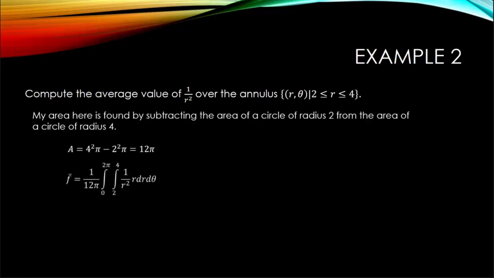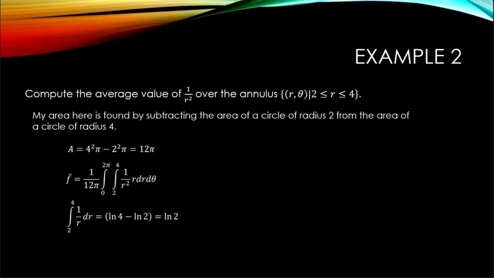My average value of my function is given by 1 over 12 pi times the integral from 0 to 2 pi of the integral from 2 to 4 of 1 over r squared r dr d theta. I work on that innermost integral.